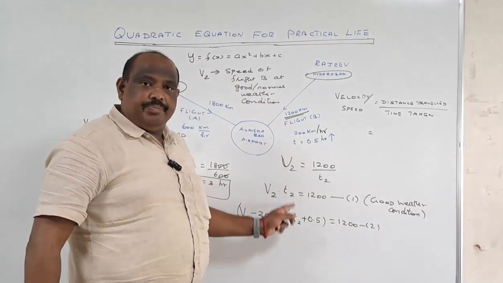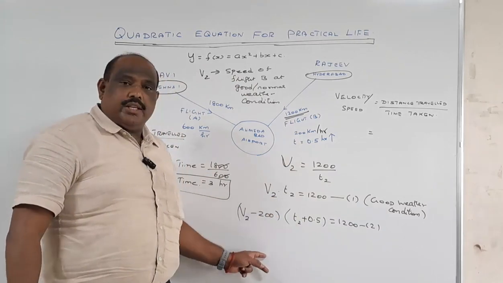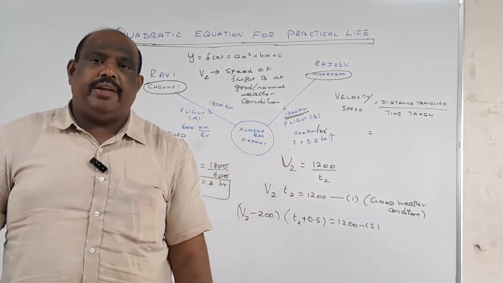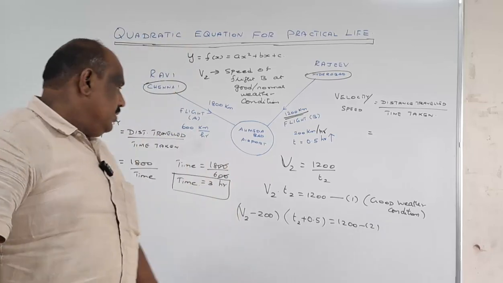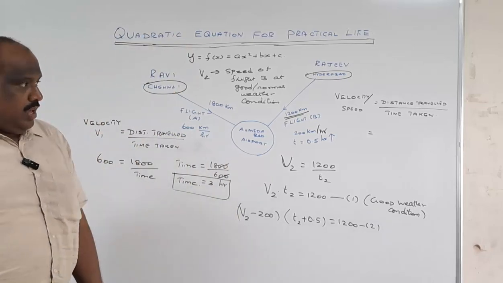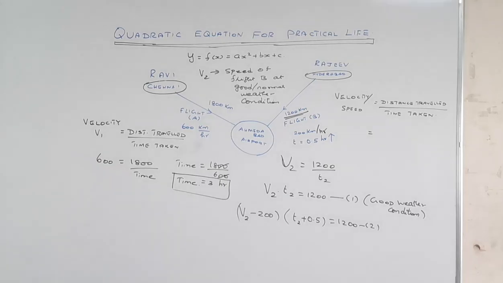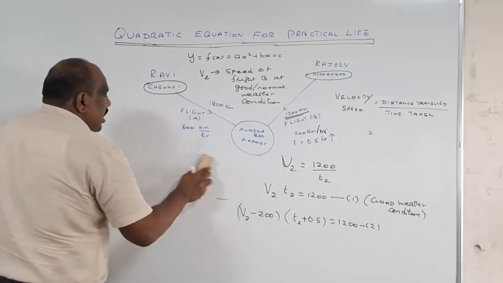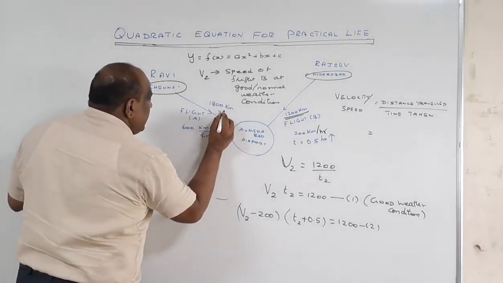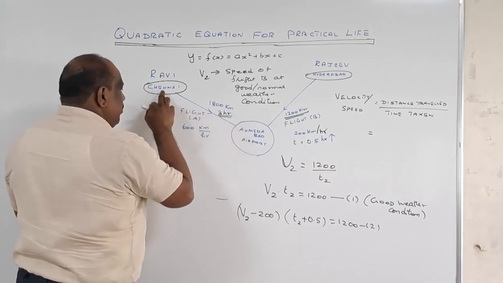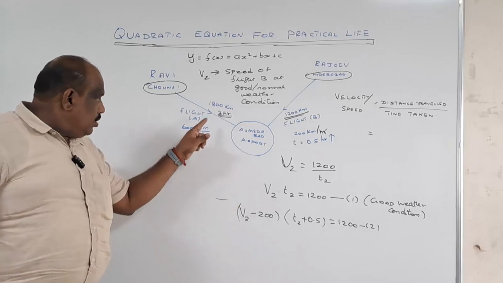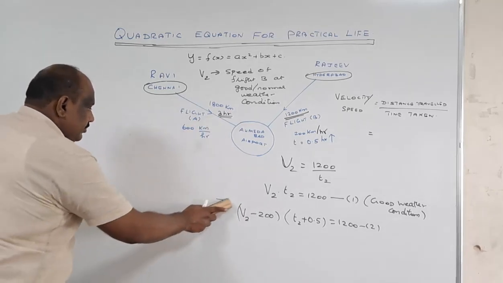Now what is the beauty? We have 2 equations and 2 variables, so we can solve them and find both V2 and T2. That's what I am going to do now. So now I will erase this one and write the answer only. It takes 3 hours for Ravi to travel from Chennai to Ahmedabad. So that one I have written here.